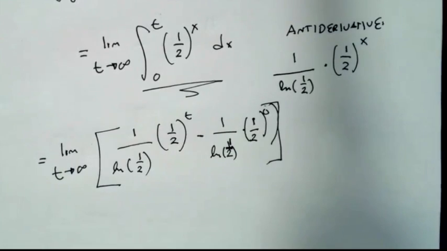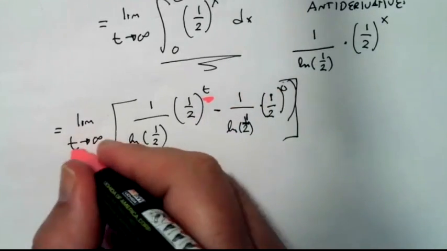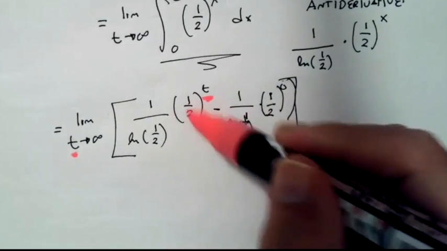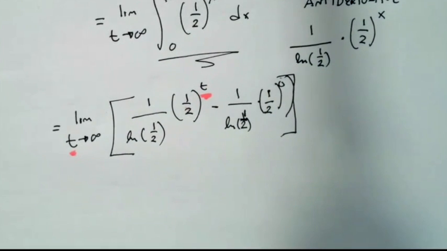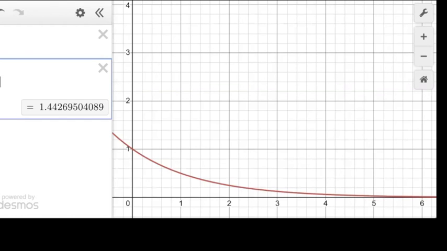Now the only part of anything that depends on t is right here. So I have to look at what happens to (1/2)^t as t gets bigger and bigger and bigger. Well, we actually already saw that with the curve that we graphed originally in Desmos, which was that this limit as 2^(-x) approaches infinity, this limit is 0, just this part.